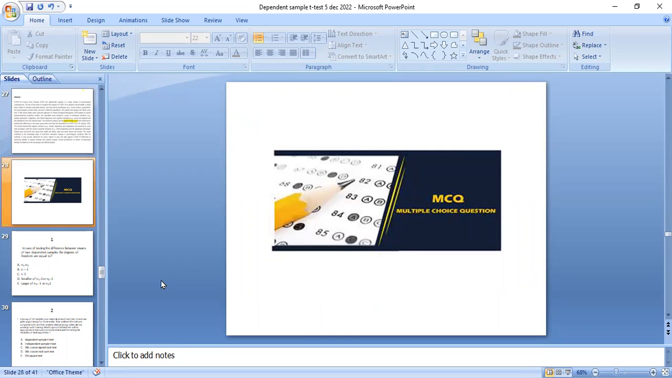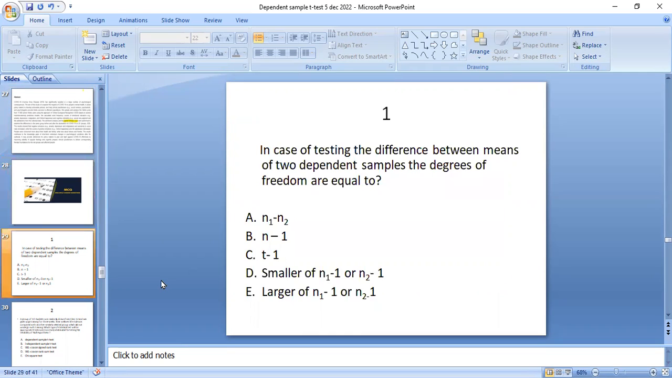Now the MCQs. First MCQ is, in case of testing the difference between the means of two dependent samples, the degree of freedom are equal to whether n1 minus n2, n minus 1, t minus 1, the smaller of the n1 minus 1 or n2 minus 1, or the larger of the n1 minus 1 or n2 minus 1. Which is the correct option?